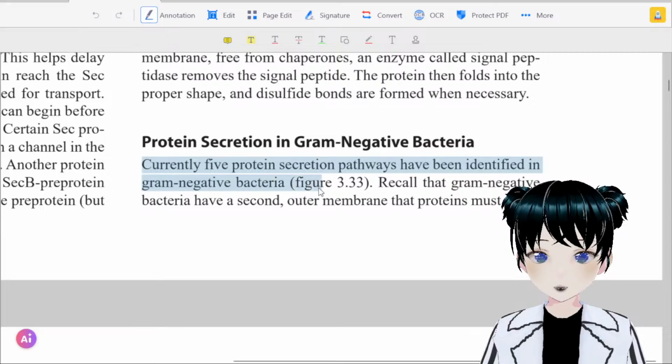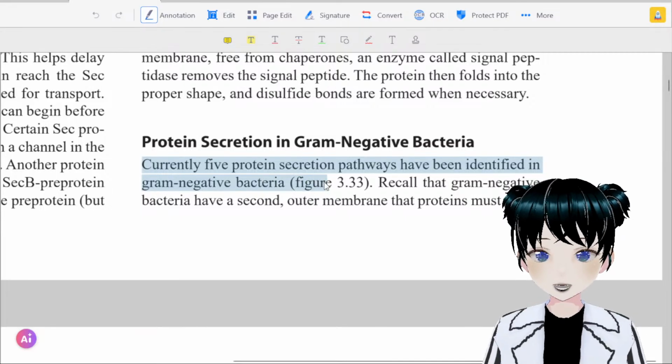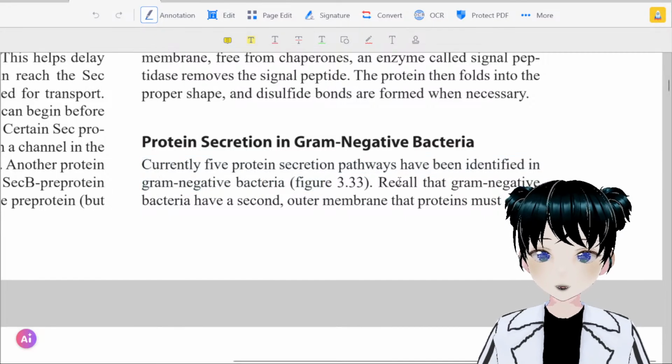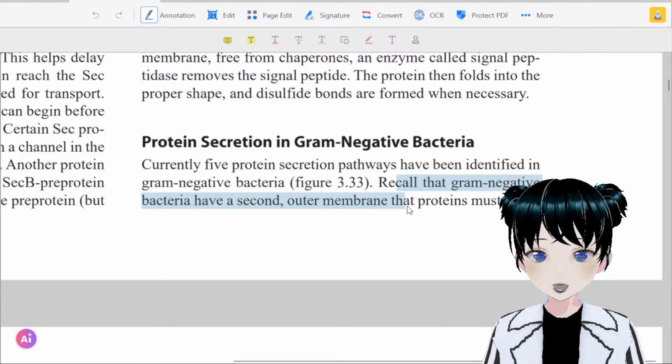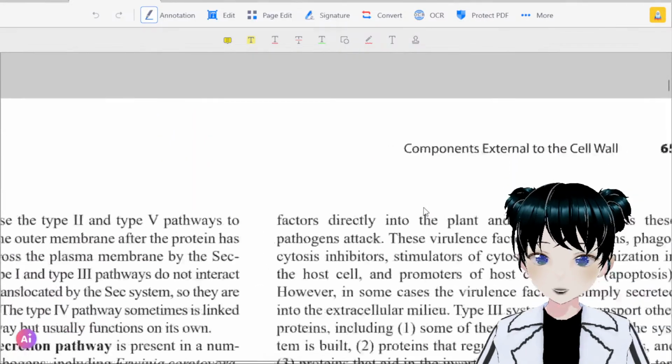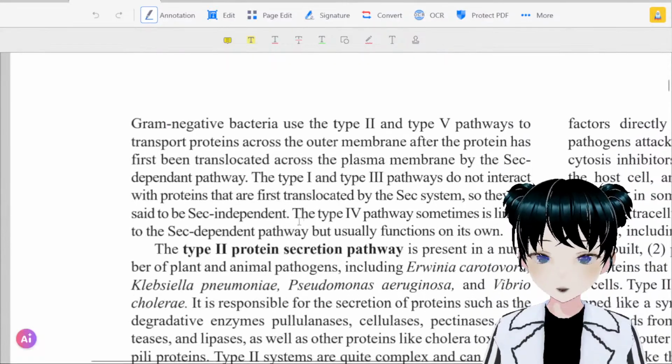Protein secretion in gram-negative bacteria. Currently, 5 protein secretion pathways have been identified in gram-negative bacteria. Recall that the gram-negative bacteria have a second outer membrane that the proteins must cross. Remember? Of course, we remember it.